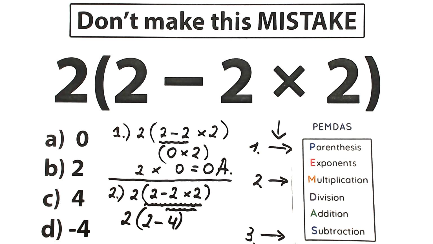Okay, and really great. Right now we don't need this order of operation because the pretty basic thing, we want to complete our parentheses at first. So 2 minus 4 equal to minus 2, so we have 2 times minus 2, which gives us minus 4. And this is option D.